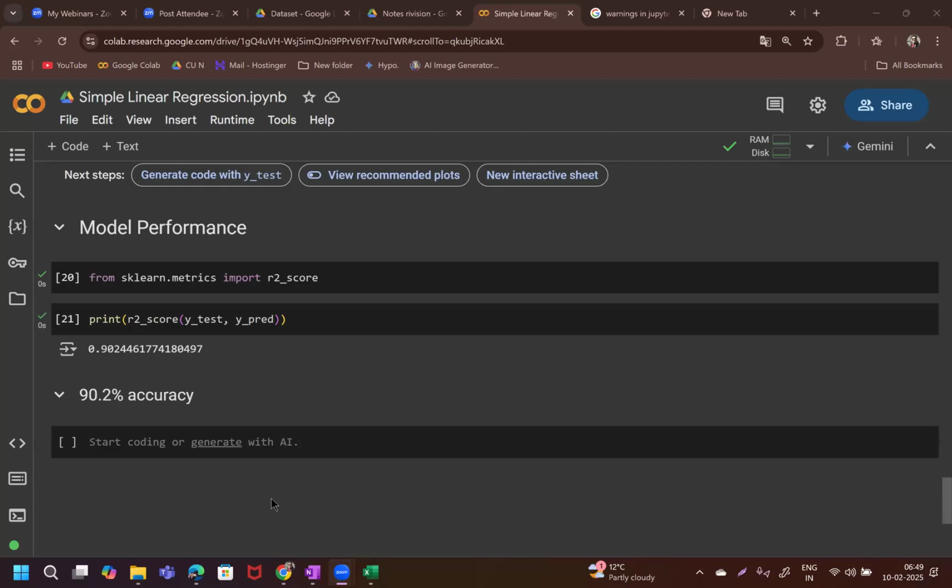How about 90-10? This is also fine. Depending upon the amount of data and the situation, you can customize it. But 80-20 is the general rule. If you don't want to think about it, just apply 80-20.